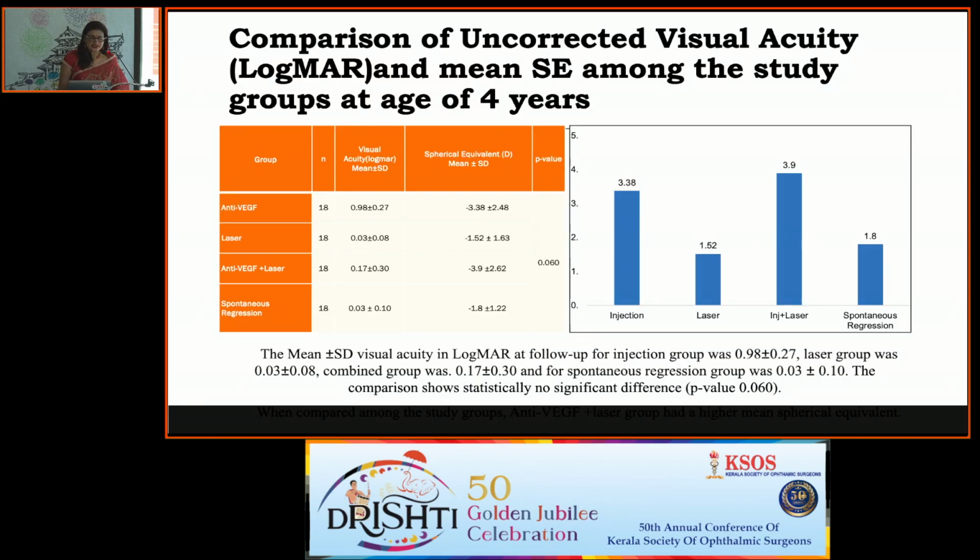Comparison of uncorrected visual acuity, logMAR, and mean spherical equivalent among the study groups at the age of 4 years. The mean plus standard deviation visual acuity was 0.98 in the injection group, laser group was 0.03, combined group was 0.17, and for the spontaneous regression group, it was 0.03. But there was no statistical significance between the two. But it is clear that the visual acuity is better. Spherical equivalent visual acuity is better in the laser and the spontaneous regression groups.